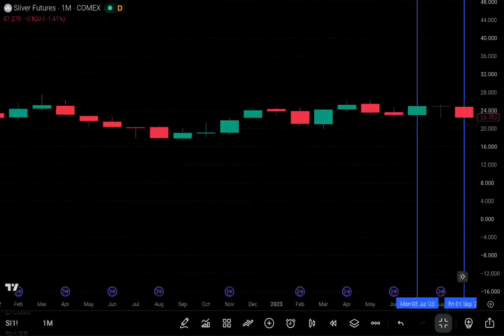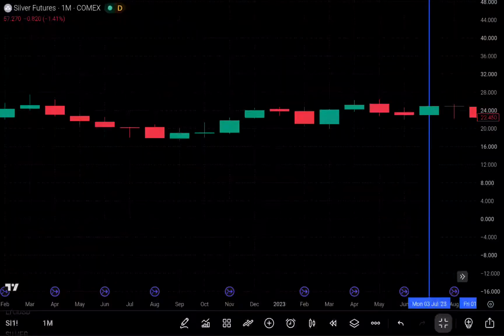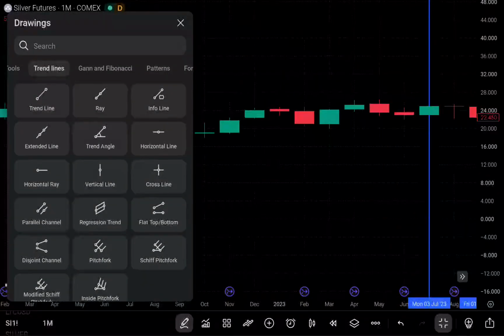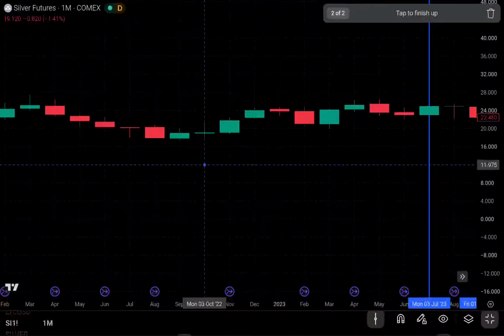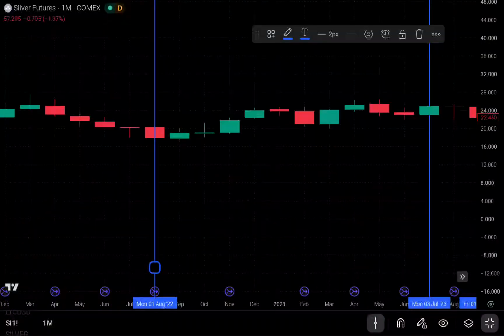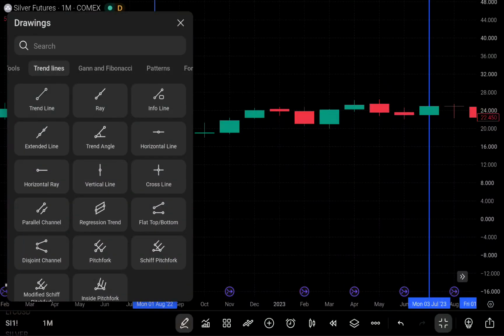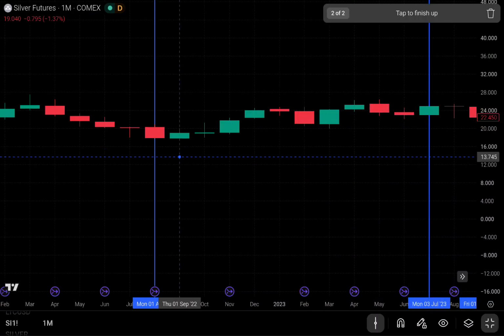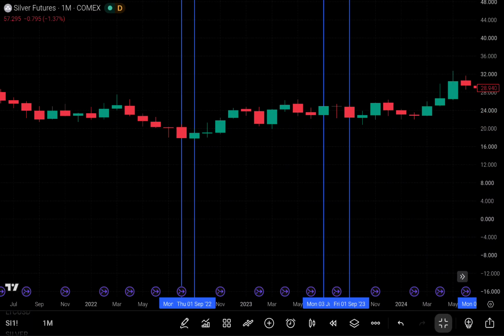Now 2023, I guess. So I am going to do a vertical line. It's August to September. So the market has been bearish.